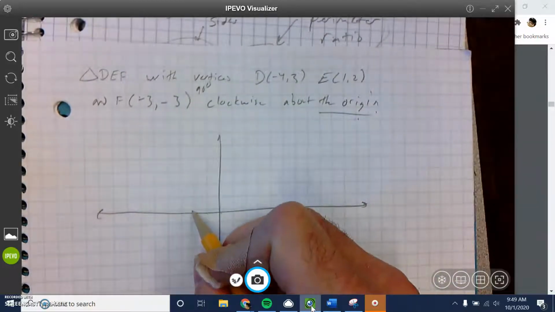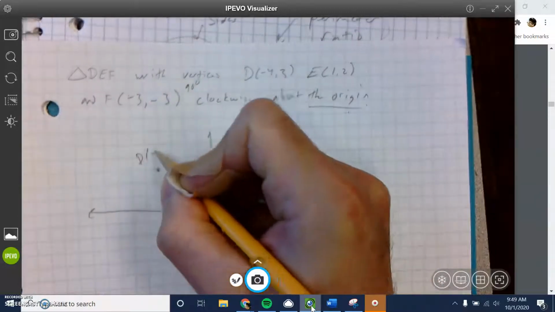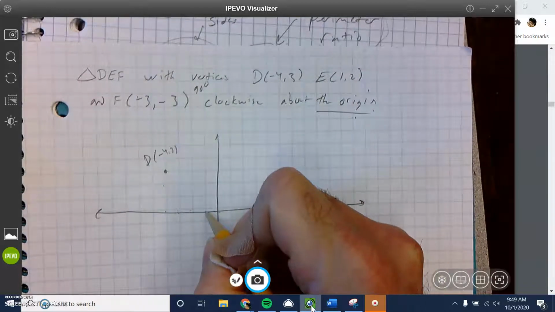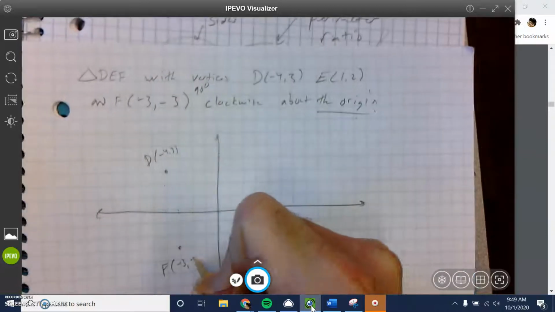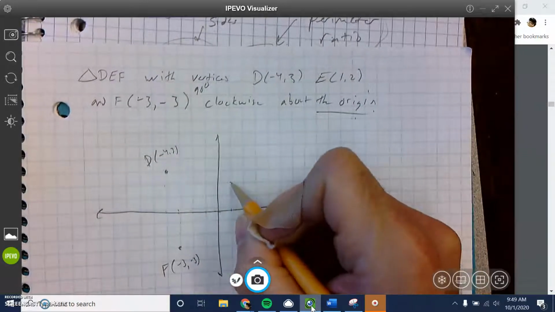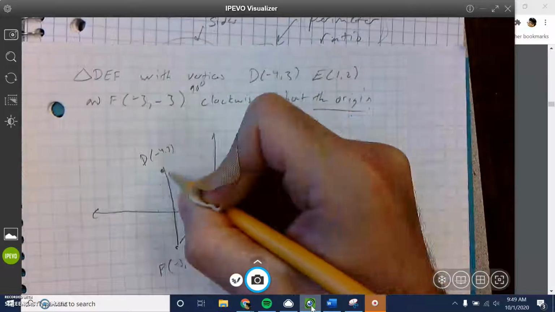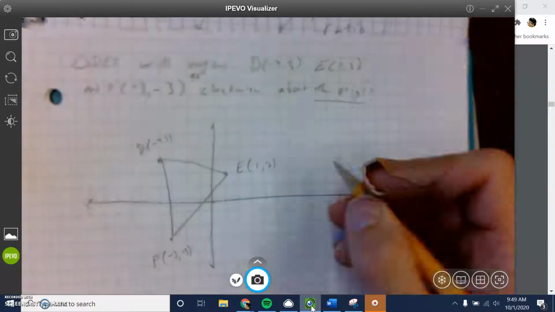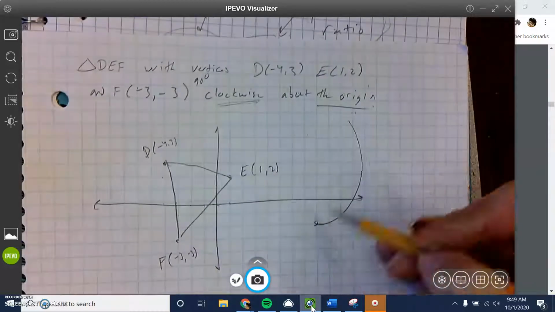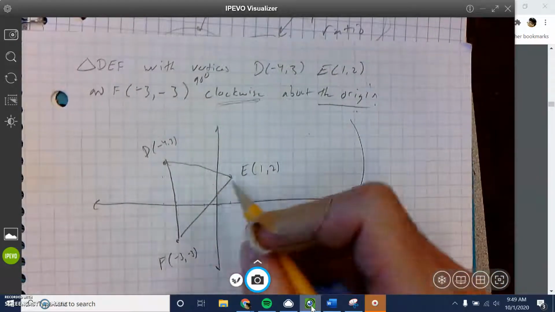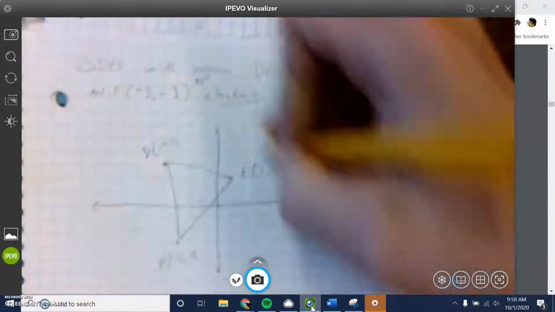D is -4, 3. Here's D, -4, 3. F is -3, -3. And E is 1, 2. So that should have been the first thing you did. Here is your pre-image. Got it. All right, so now we're going 90 degrees clockwise, which means we're moving this way with the numbers.